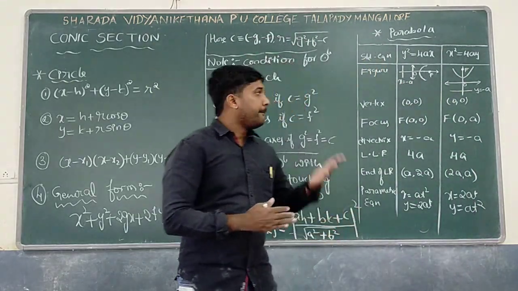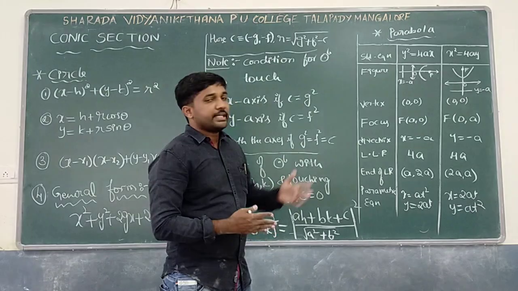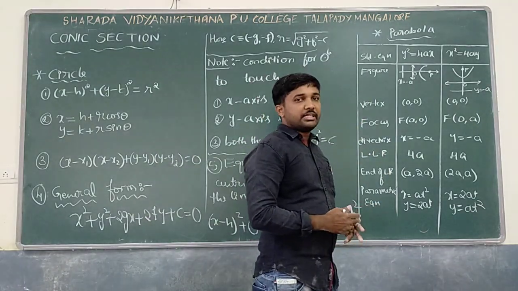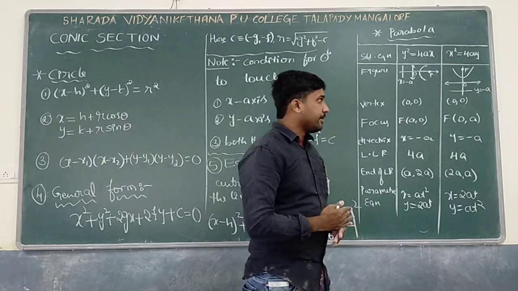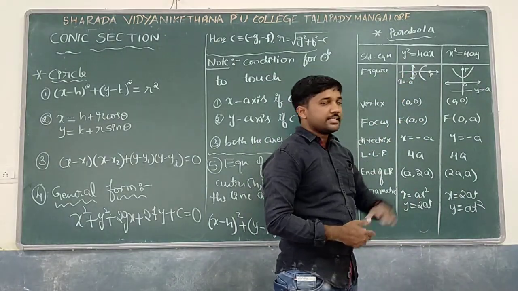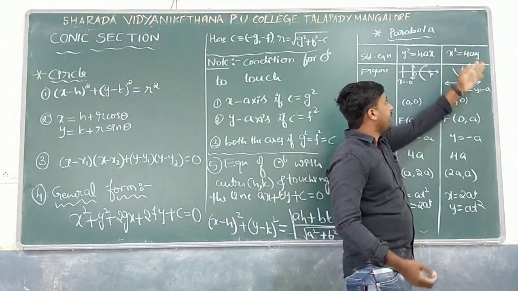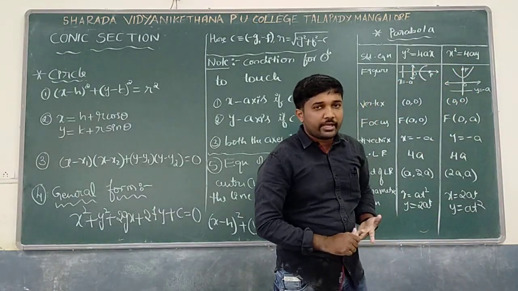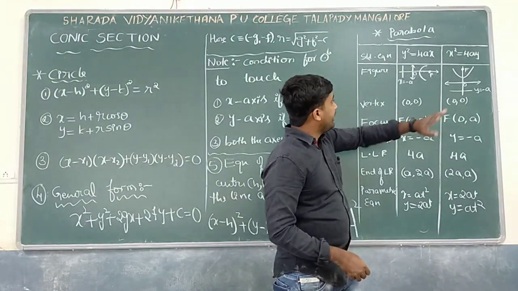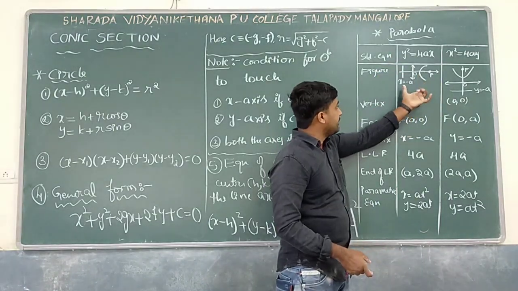Second conic is parabola. Here two cases are there. In this table, I will give the observations related to both the equations of parabola. The first case is y square is equal to 4ax, and the second case is x square is equal to 4ay. And the geometrical figure for the equation y square is equal to 4ax is described like this.